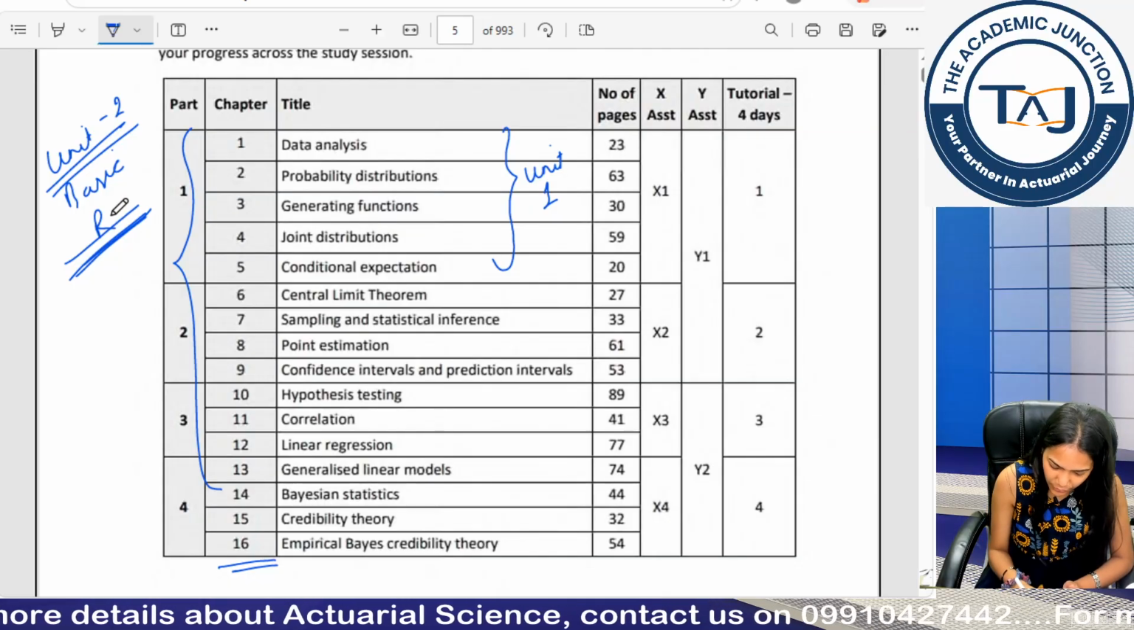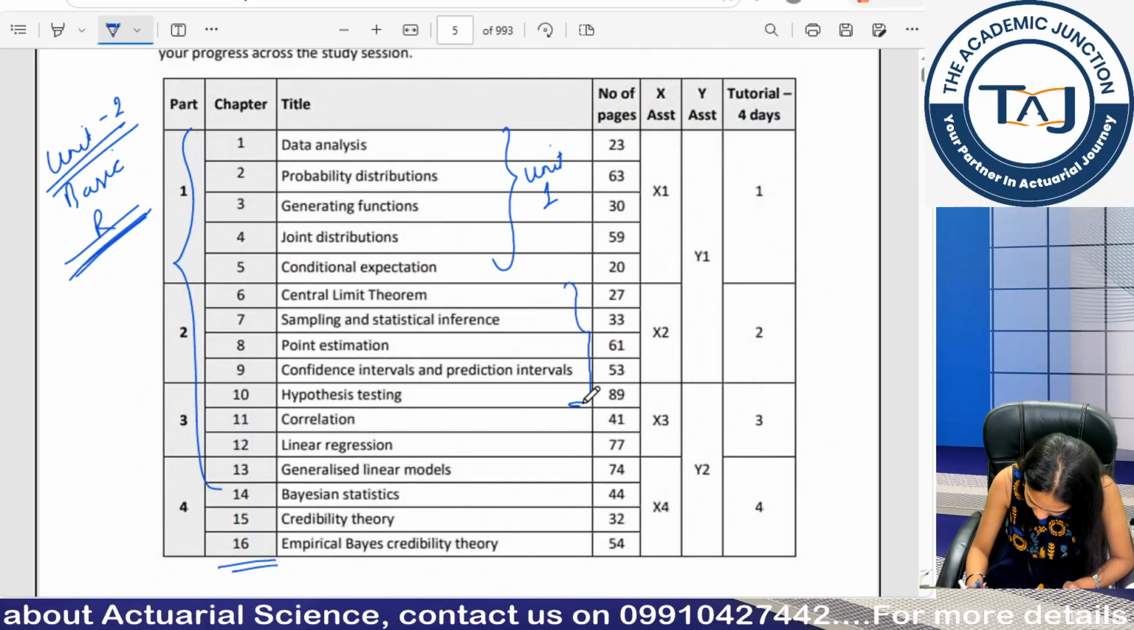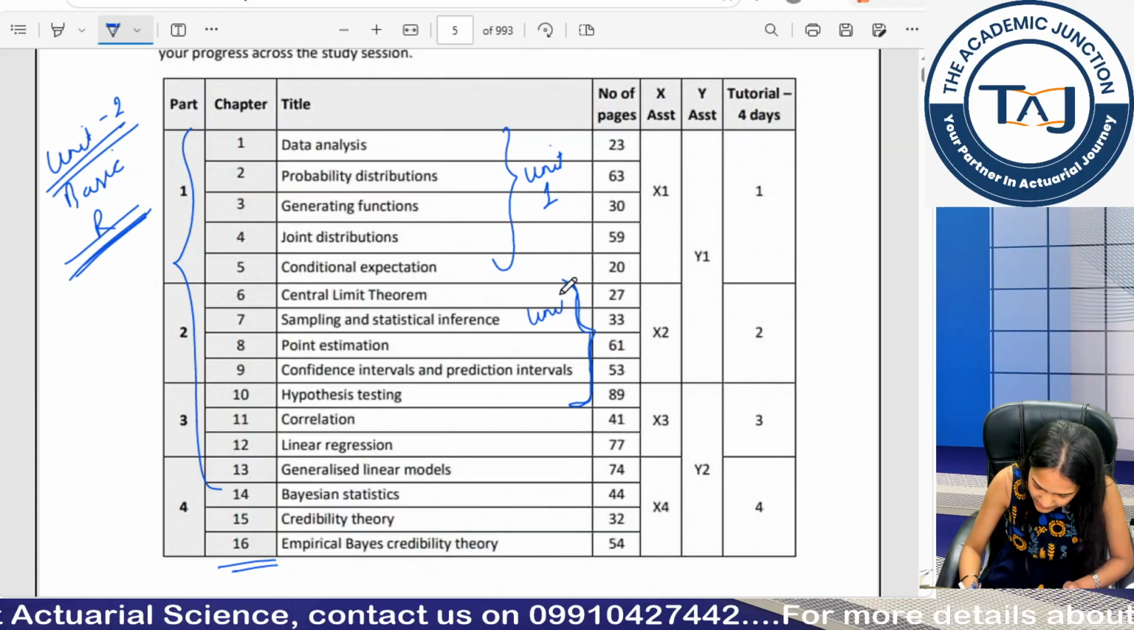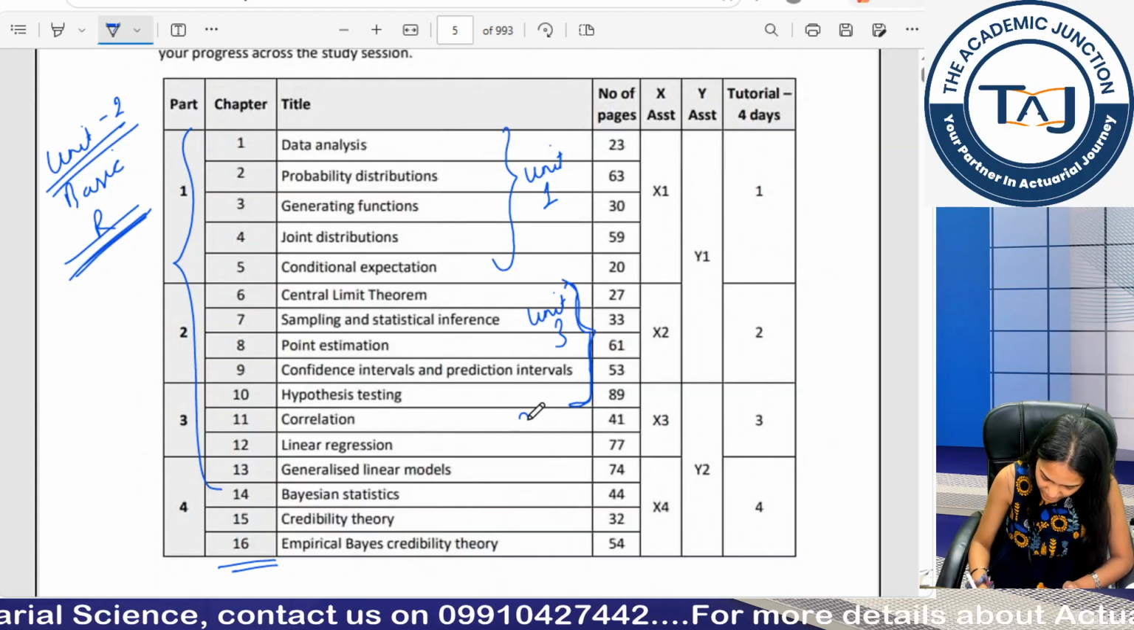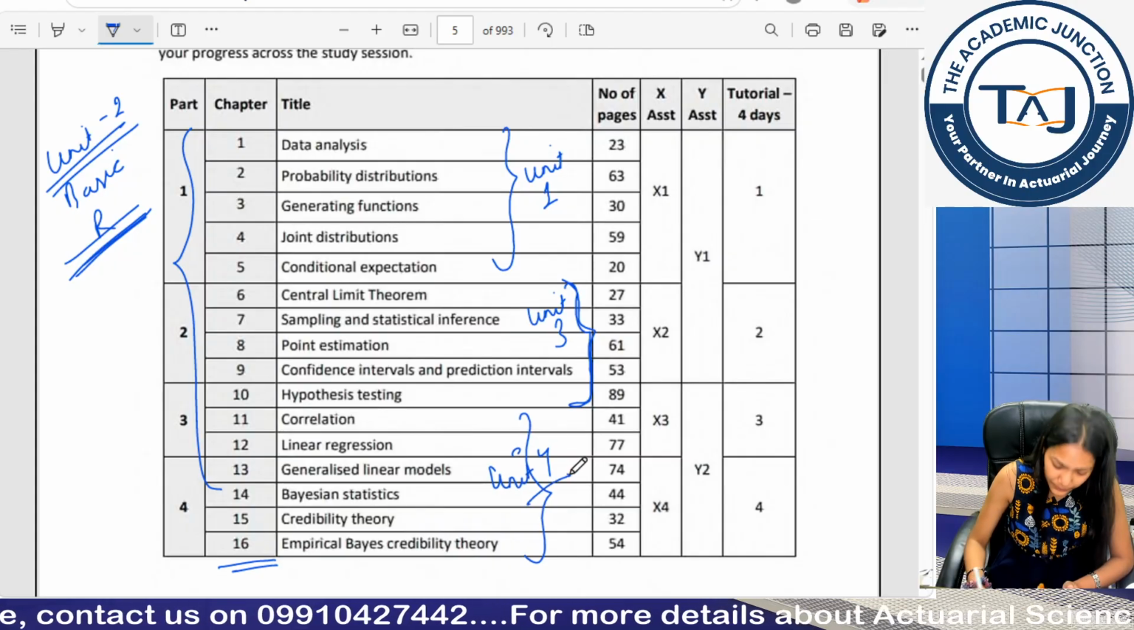So then we have unit 2 as basic R. The third unit is basically chapter 6 to chapter 10, till hypothesis. This I consider as my third unit, and the rest, correlation till EBCT, I consider as my unit 4.